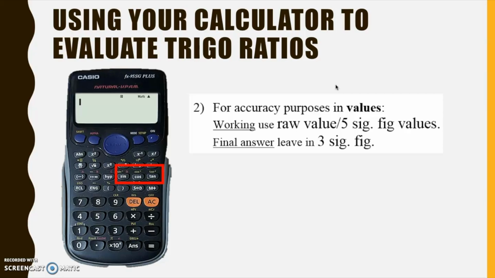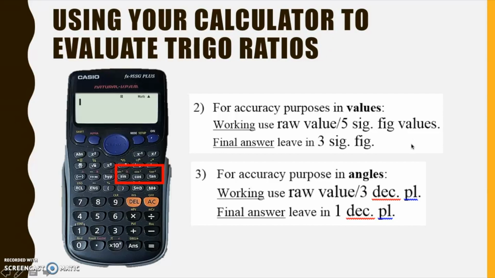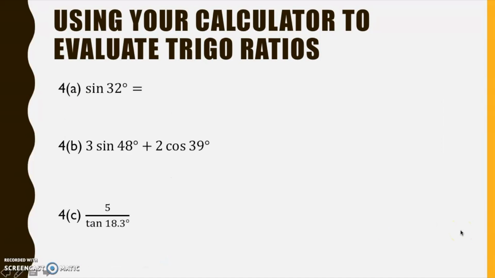Please take note, especially when you're working with trigo ratios, for accuracy purposes, when you are using your final answer somewhere that involves a trigo ratio, please make sure that when you substitute it in another part, you use the 5SF value. Same for Pythagoras theorem. And your final answer, of course, has to be left in 3SF. For angles, instead of SF, we actually count by decimal places. So in the midst of working, use the raw value or 3 decimal places. For the final answer, always leave in 1 decimal place.